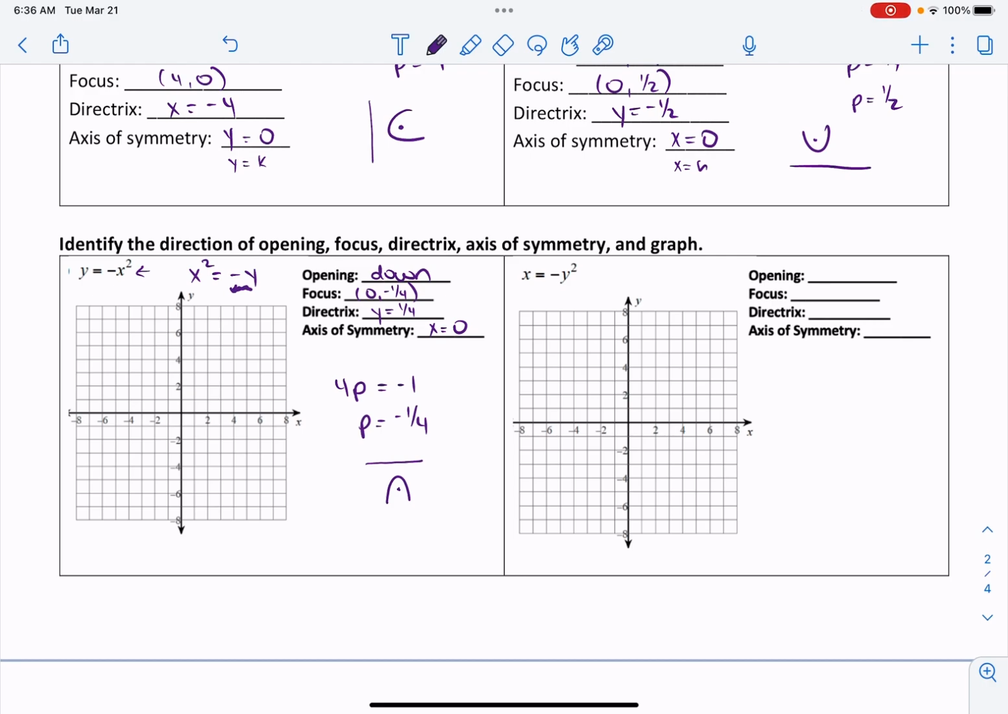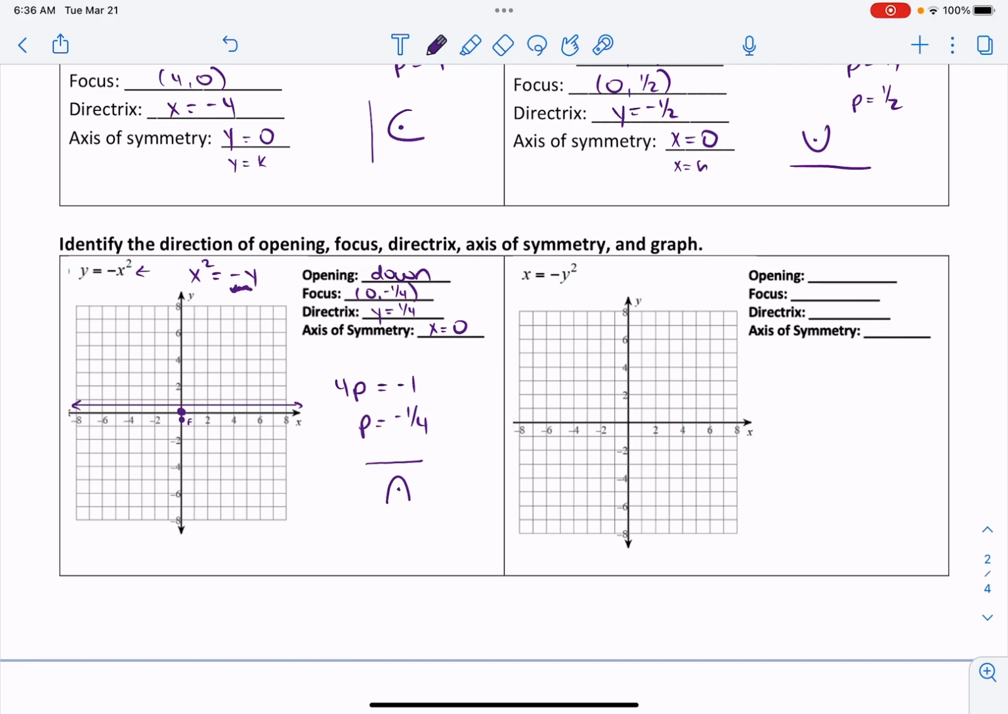Okay, so I'm going to graph what I have right now. So I have 0, -1/4, which is right about here. That's my focus. My vertex is here. And then my directrix is going to be right about here. This is my directrix.